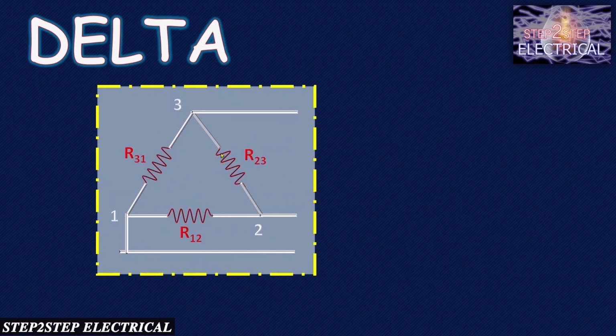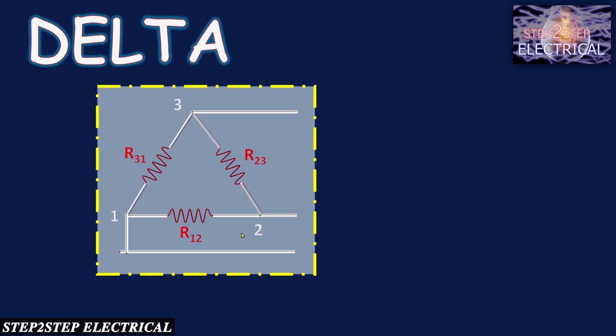Now these resistors are connected in delta, but how? Here there are three resistors R12, R23 and R31. R12 lies between terminals 1 and 2, R23 lies between terminals 2 and 3, and R31 lies between terminals 3 and 1. If resistors are arranged in this way, we can say they are arranged in delta fashion.